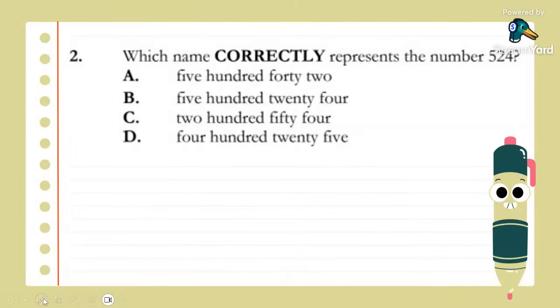Which name correctly represents the number? Look at the number here. Which name correctly represents the number? And here is the number. Type the name for that number in the chat, not just A, B, C, D. Premium, very good, Premium. I see that you showed working. Excellent. I love it when you show working. So thank you so much for showing working in the chat. So go ahead and type the answer for this question.